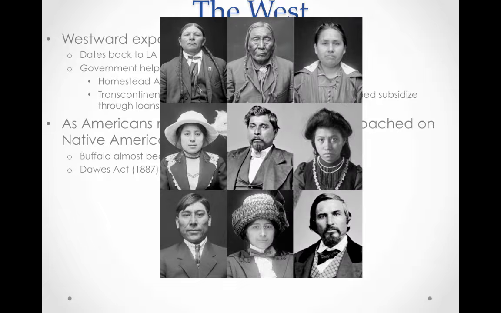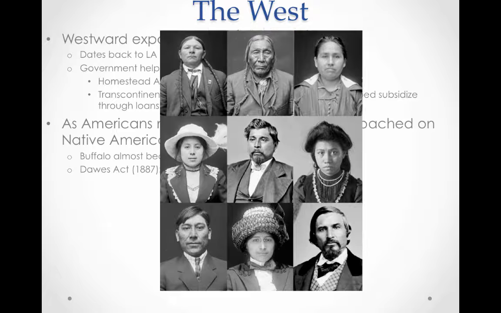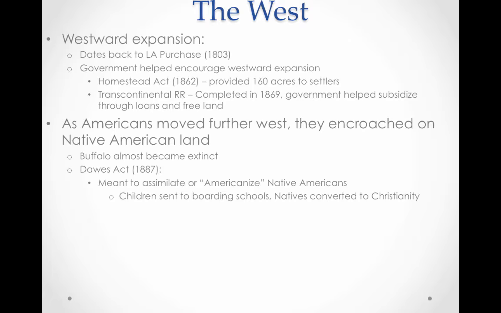The Dawes Act is passed in 1887 in an attempt to assimilate, this is a very important term, to assimilate or Americanize Native Americans. So the goal was to try and bring native tribes into the American culture, to teach them to really move away from hunter-gatherer societies to more of a farming or agricultural society. Children were sent to boarding schools. Natives were converted to Christianity. So their language, their native culture is really pushed aside in order to fill it with this Americanized culture.